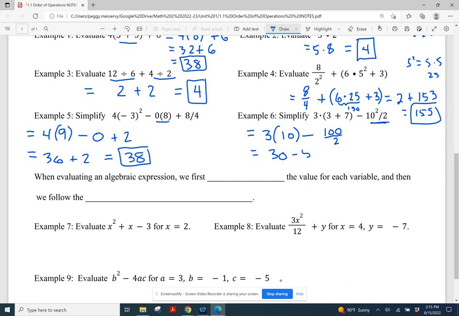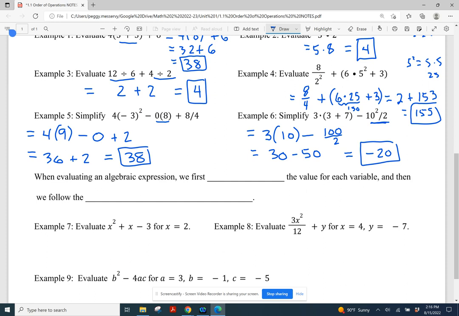100 divided by 2 is 50. And what we will then have is 30 take away 50. We're in the negatives. We can do 50 take away 30 and just stick a negative sign on the front. Negative 20.